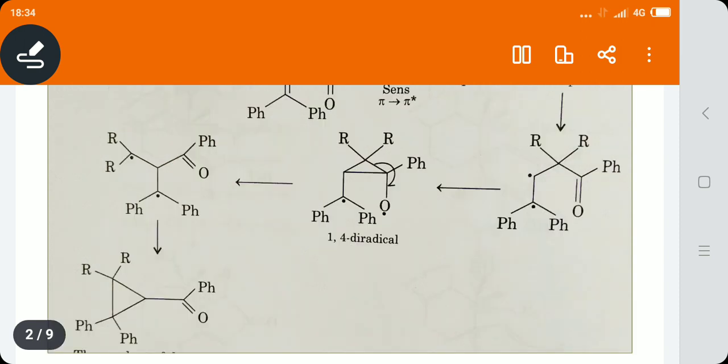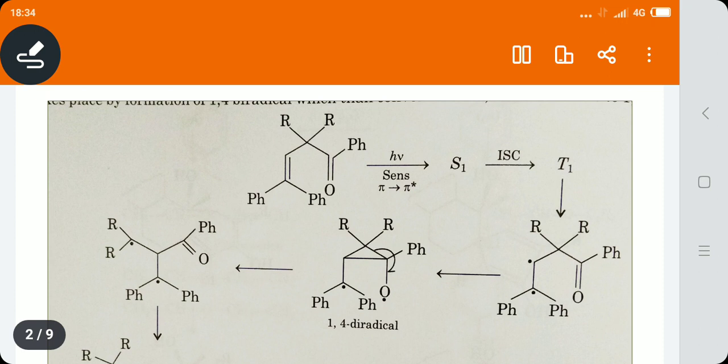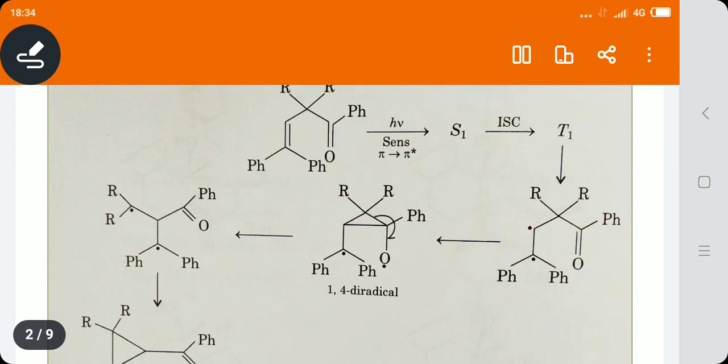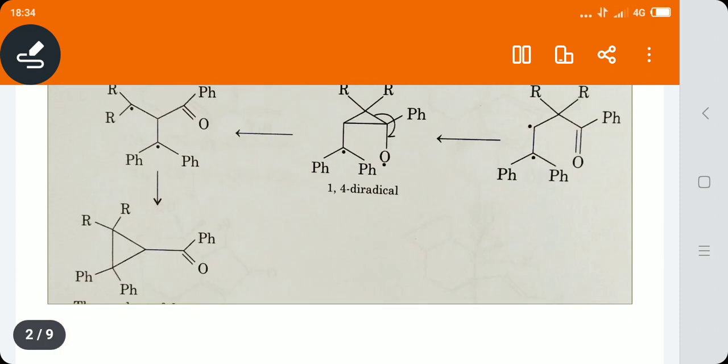So overall, if you look at this mechanism, you can easily make out how there is a shift of the acyl group. Okay, that is, an acyl group is migrating. So when you look at the substrate, or the initial reactant, and then look at the product, the acyl group has undergone a migration, and that is a 1,2 migration. So this is the mechanism of the oxa-di-pi-methane rearrangement.